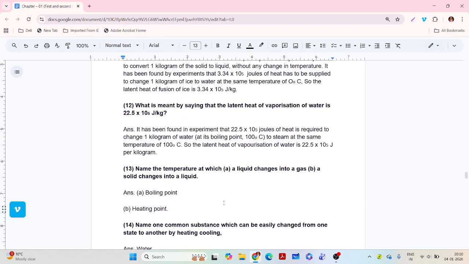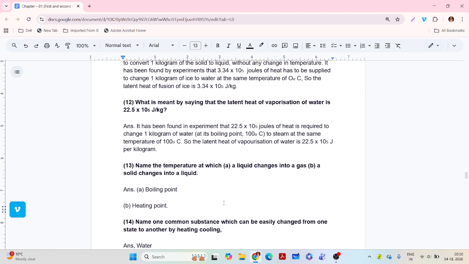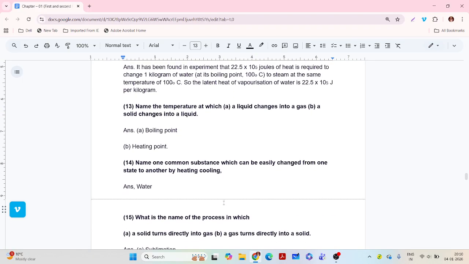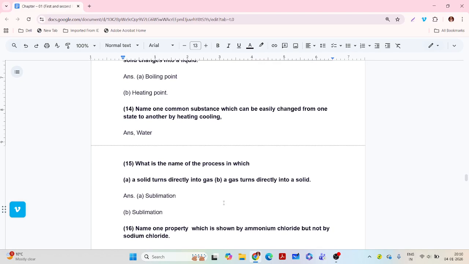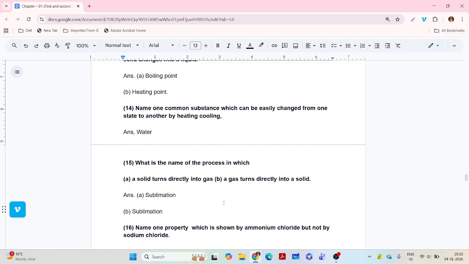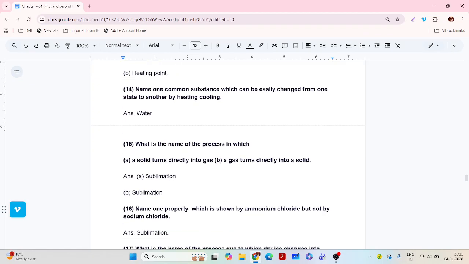Name one common substance which can be easily changed from one state to another by heating or cooling. It's water. If you heat it, it changes into vapours, and if you cool it, it changes into ice, easily. What is the name of the process in which a solid turns directly into gas? Sublimation. A gas directly turns into solid is either sublimation or deposition. Name one property which is shown by ammonium chloride but not by sodium chloride. It's the process of sublimation: ammonium chloride changes directly from solid to gas, but sodium chloride, NaCl, does not convert directly from solid to gas.